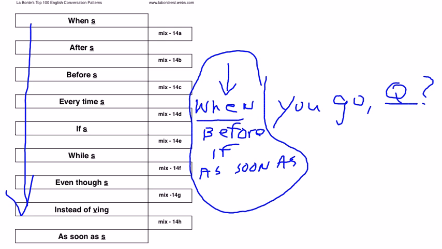After that, you can begin to incorporate some of the patterns that we've learned here. So, for example, before you go, do you want to study? After you go, do you feel like eating? As soon as he comes, do you want to leave? If she comes, are you thinking of talking to her? If you go, will you quit smoking?